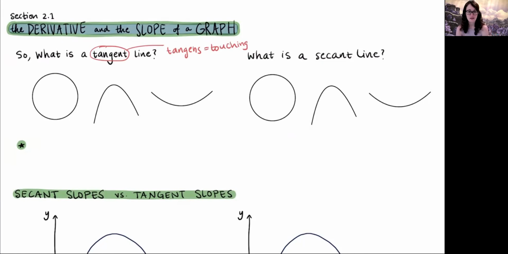So tangent lines, if we look, for example, below here at this circle, if we want to find the tangent line to this circle, say at this point right here that I've indicated, that might look something like this. Okay, so it goes through that point, but it just kind of touches the curve very gently at that point and then keeps on going.